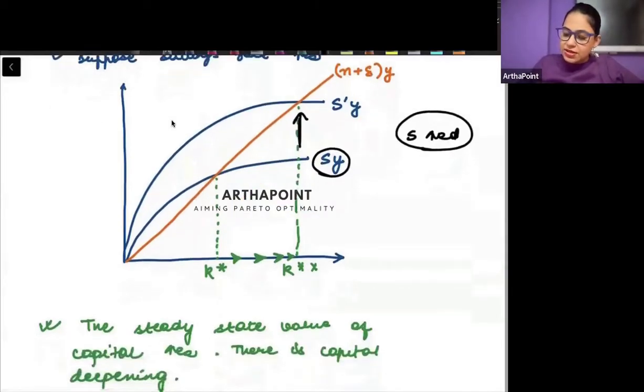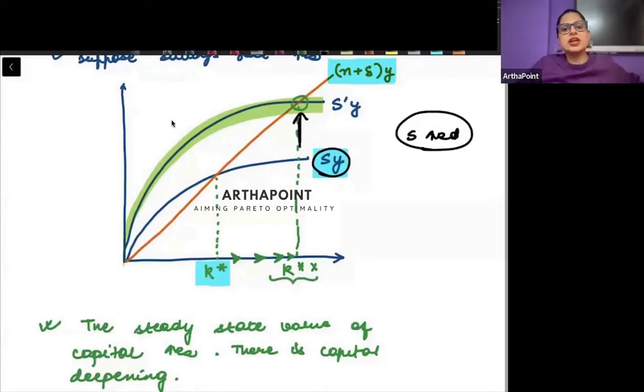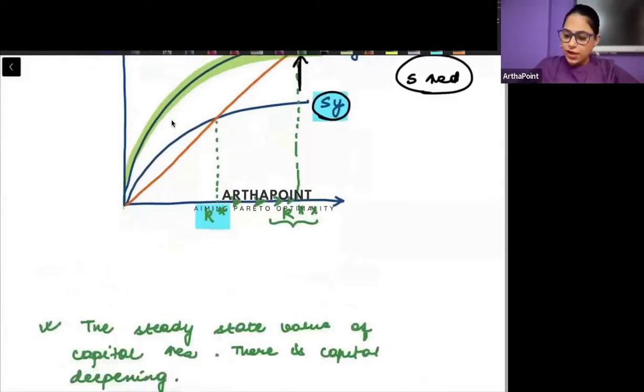Now what happens is that initially my steady state was achieved where this curve was intersecting this curve, and hence the steady state level of capital was K star, right? Now since this curve has shifted upwards, we notice that the new steady state comes here, and this will be the new steady state level of capital. Now there is something very interesting that you can look at here. At the old steady state level of capital, what has happened?